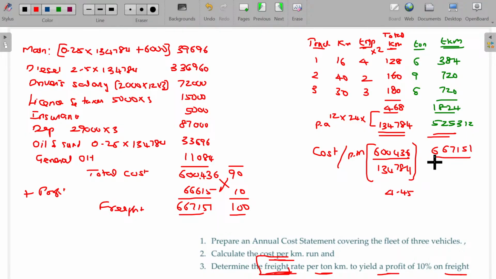Now you have to find the freight per ton kilometer. 6,67,151 divided by the ton kilometers, 5,25,312. So you have to divide this by this one. So 1.27 will be the freight per ton kilometer. Cost for running the vehicle being 4.45 per kilometer. Clear?